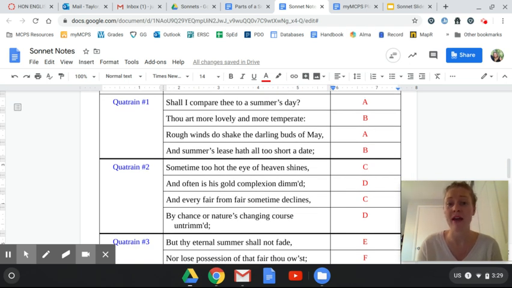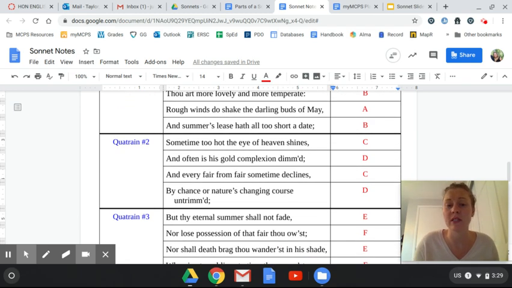Sometime too hot the eye of heaven shines. What's the eye of heaven? The sun, yes. Sometimes the sun can be way too hot. And often is his gold complexion dimmed, or sometimes the clouds cover the sun. And every fair from fair sometimes declines. Oftentimes the summer day, at the end of the summer has to end at some point, by chance or nature's changing course untrimmed. Sometimes the summer is just going to end when you don't want it to.